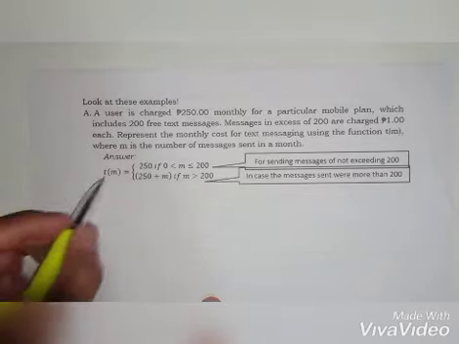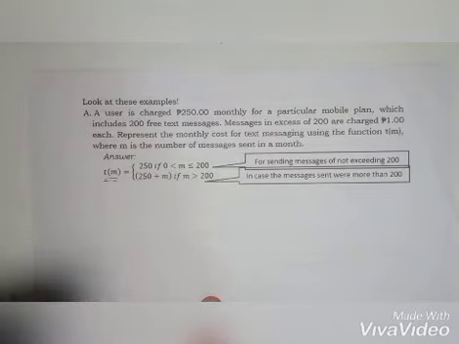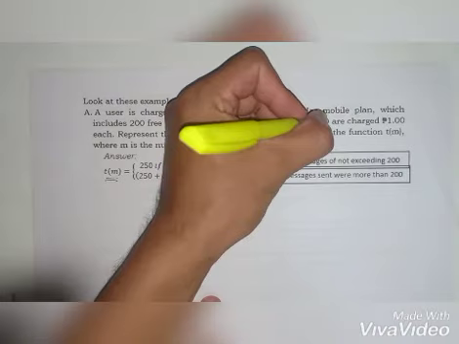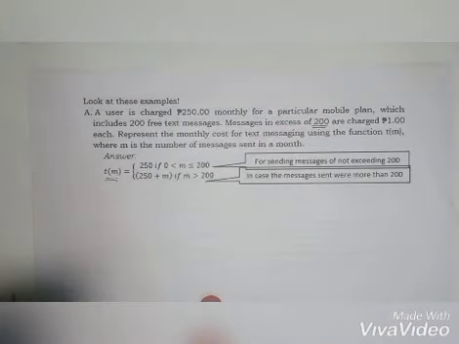So the function is T of M. We have the conditions: 250 monthly for a particular mobile plan, which includes 200 free text messages. But if it exceeds the 200 text messages, it will be charged 1 peso per text. So what is the piecewise function? The key or the boundary here is 200.